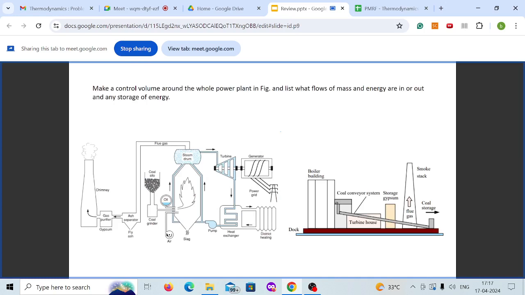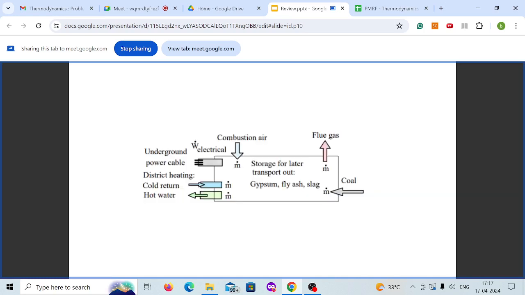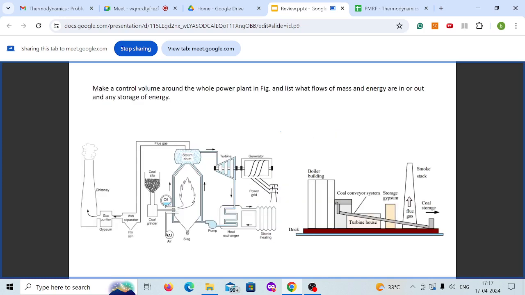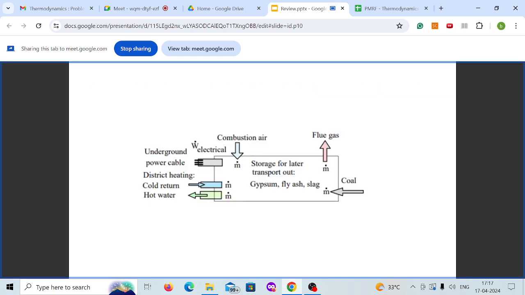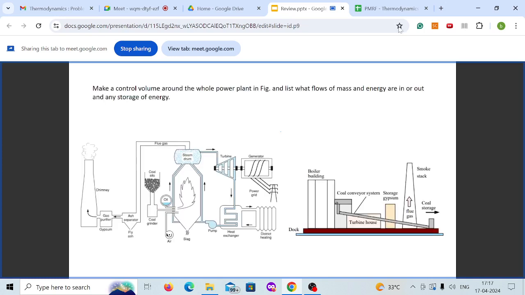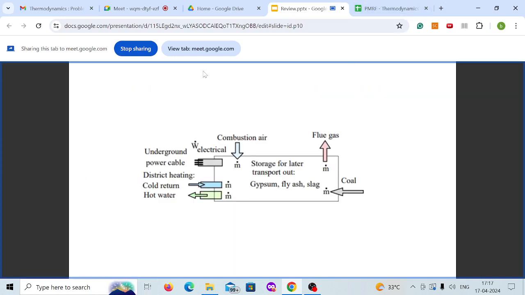So thermodynamics can be used to study anything from a small system to large power plants. If you see this huge power plant which I covered in the first week, you can make it into a control volume covering the whole power plant, and you can just study what is coming in and what is going out to get an idea of the power plant. In this power plant, you need coal and air to burn it, and you are producing energy.